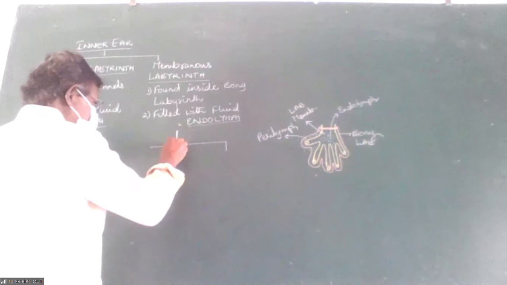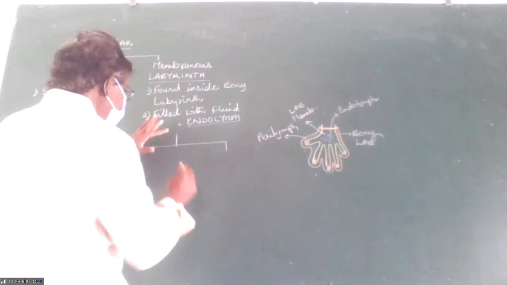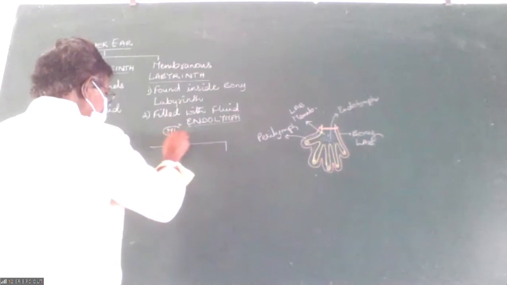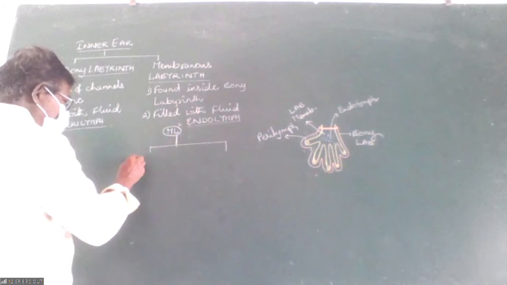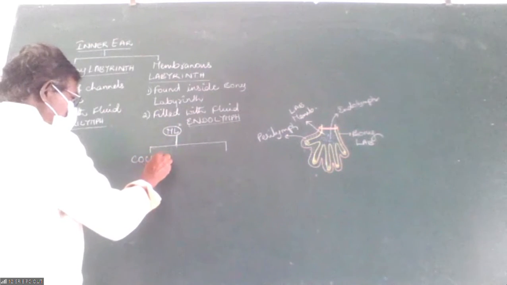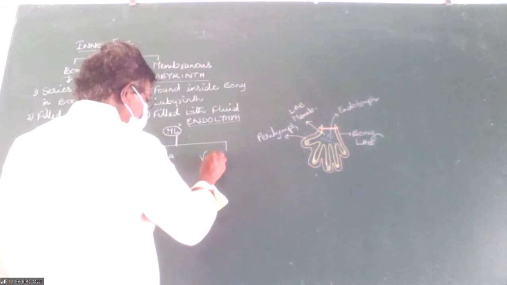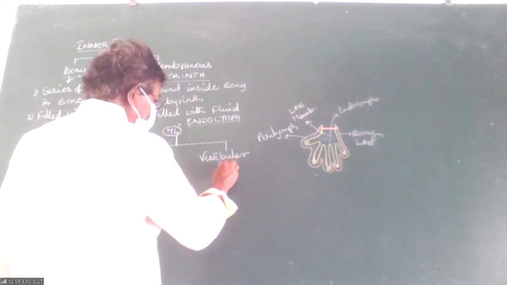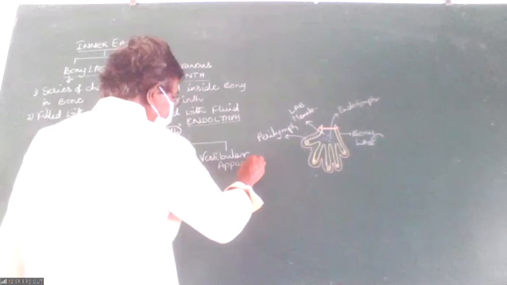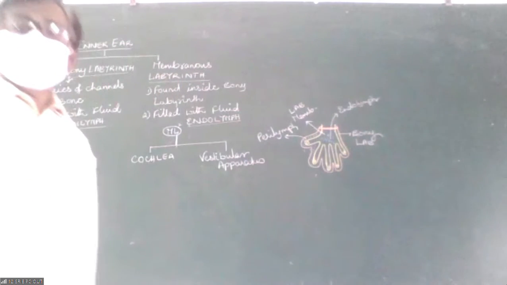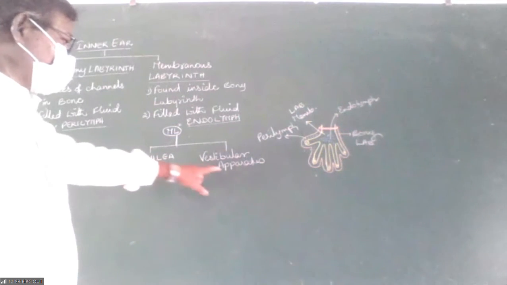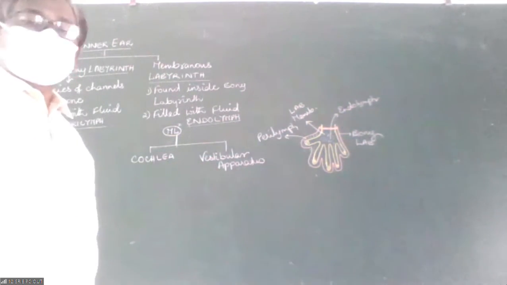So now the membranous labyrinth is made up of two components. Namely, number one is the cochlea, and number two is the vestibular apparatus. Okay, the membranous labyrinth (ML) is made up of the two components here: number one is the cochlea, and number two is the vestibular apparatus.